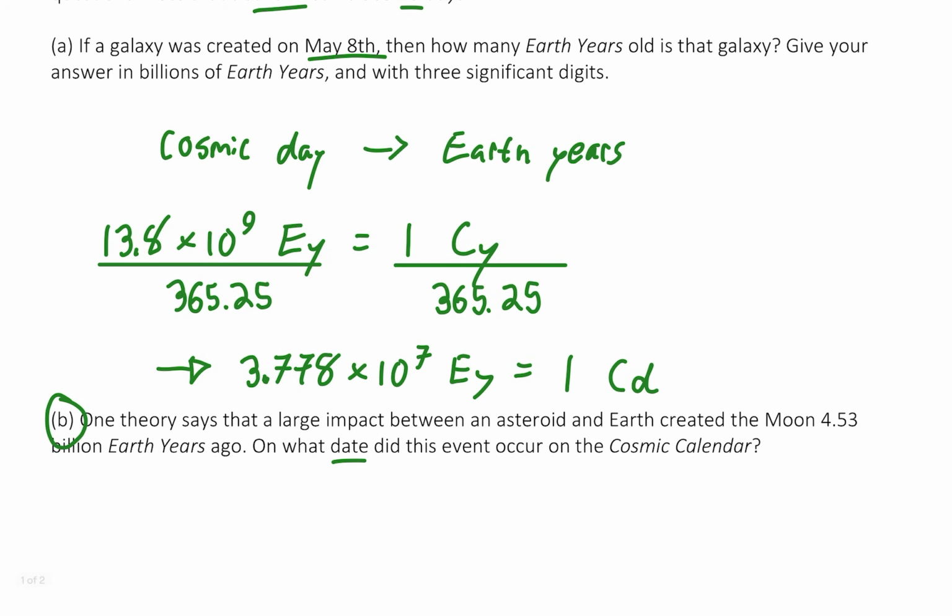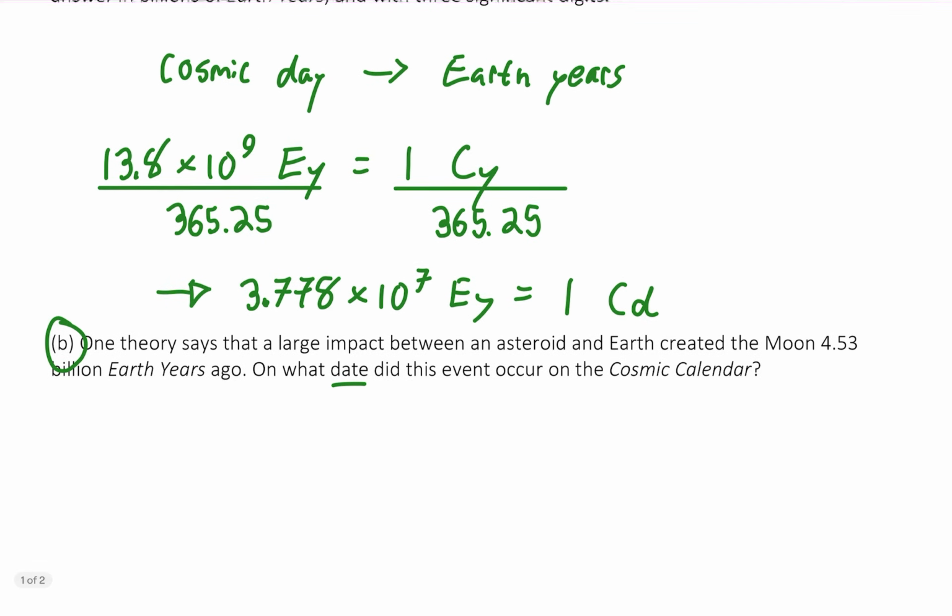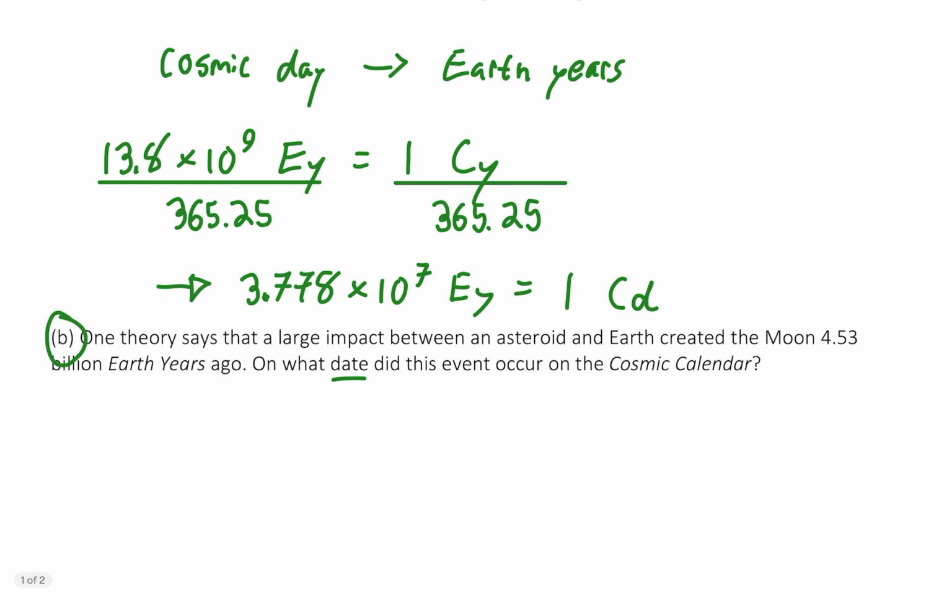Well, it's similar here, but you have to go the other way, which can trip people up, all right? So, okay, let's take a look at this. One theory says that a large impact between an asteroid and Earth created the moon 4.53 billion Earth years ago. So same idea, we have the number of Earth years.